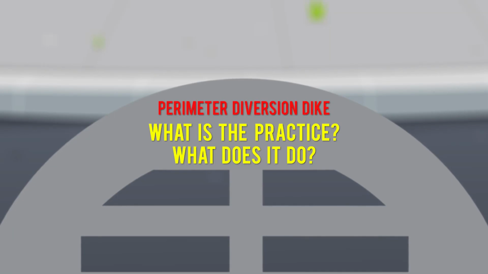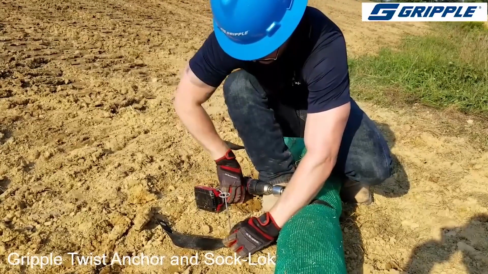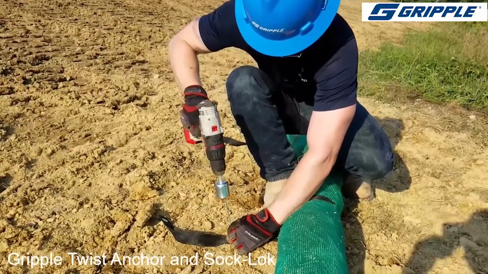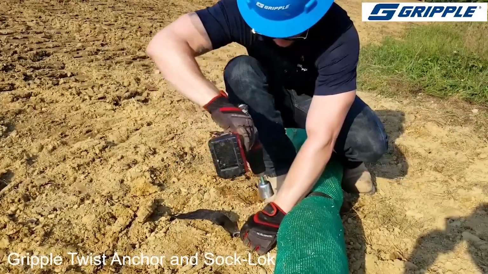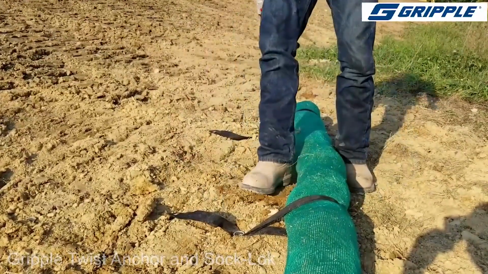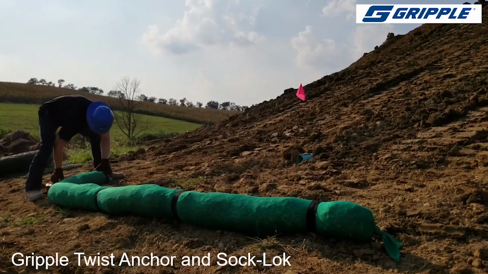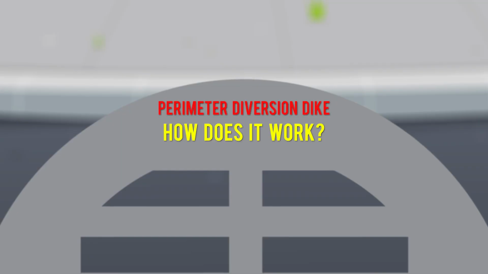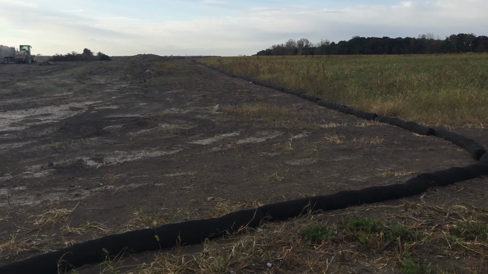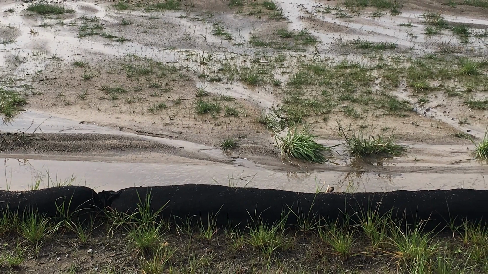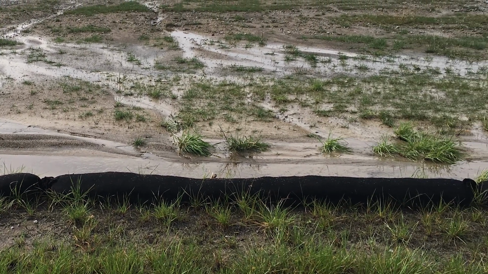Perimeter diversion dikes. What is the practice and what does it do? A perimeter diversion dike is a stormwater control measure consisting of a dike or dike and channel constructed along the upslope perimeter of an unvegetated construction site to control stormwater runoff from undisturbed areas and divert it around the construction zone. How does it work? It prevents stormwater runoff from entering a construction site, thereby reducing erosion potential and the volume of stormwater runoff that will require treatment for sediment capture.